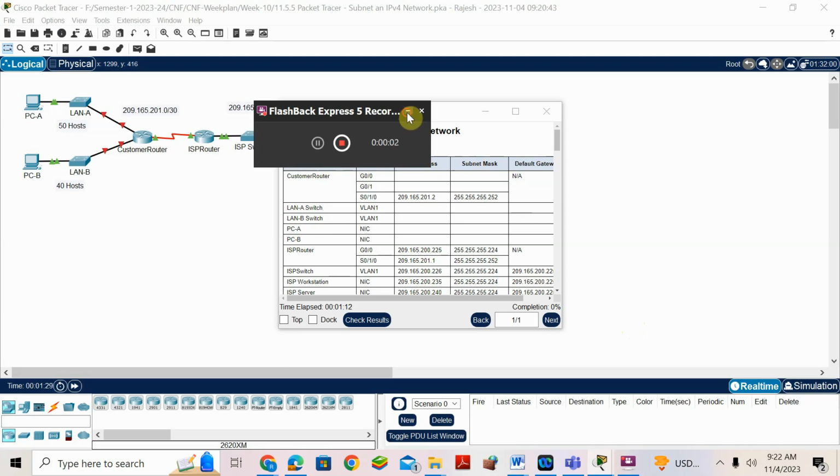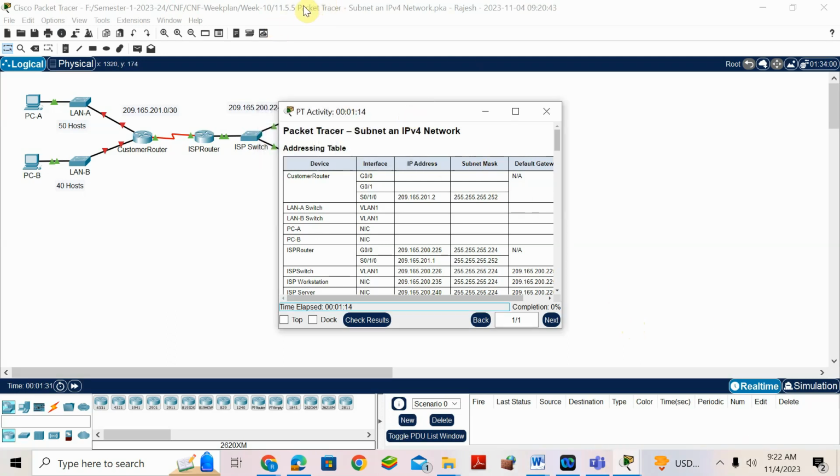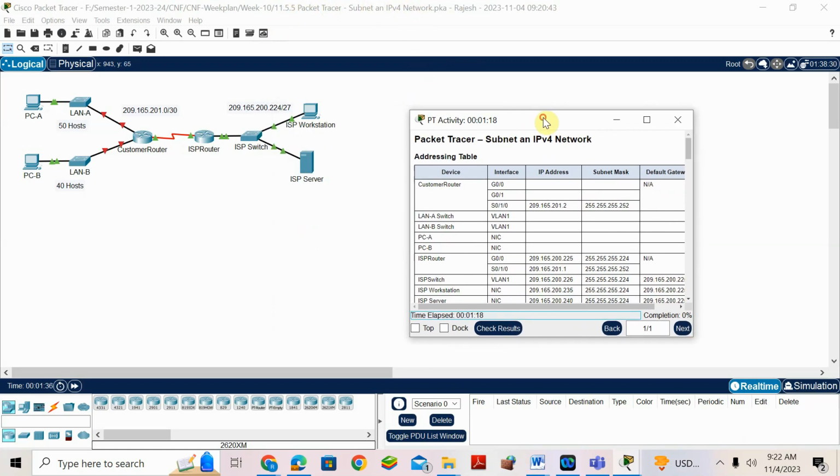Students, today we'll discuss 11.5.5 Subnet and IPv4 network. This is the Packet Tracer file. We have two routers, three switches, three computers, one server.